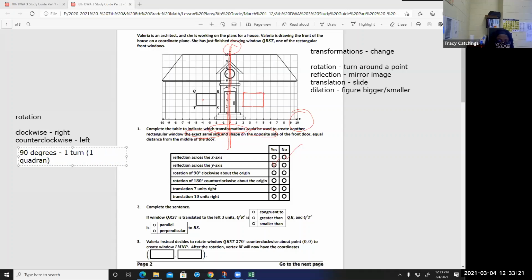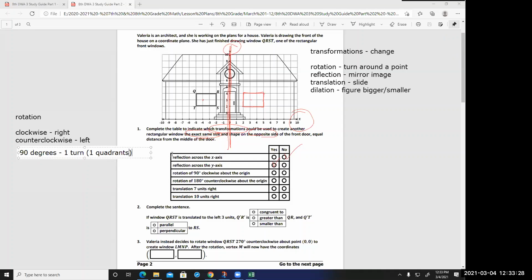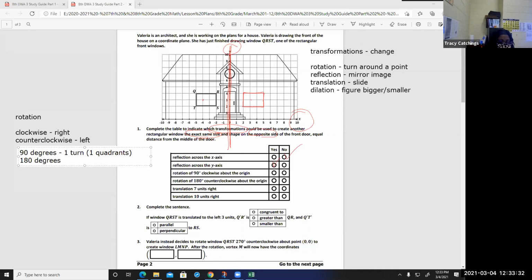90 and 90 is how much? So rotation is always moving in increments of 90. So then 180 degrees will be how many turns? That's 2 turns, or I move 2 quadrants. What's next?